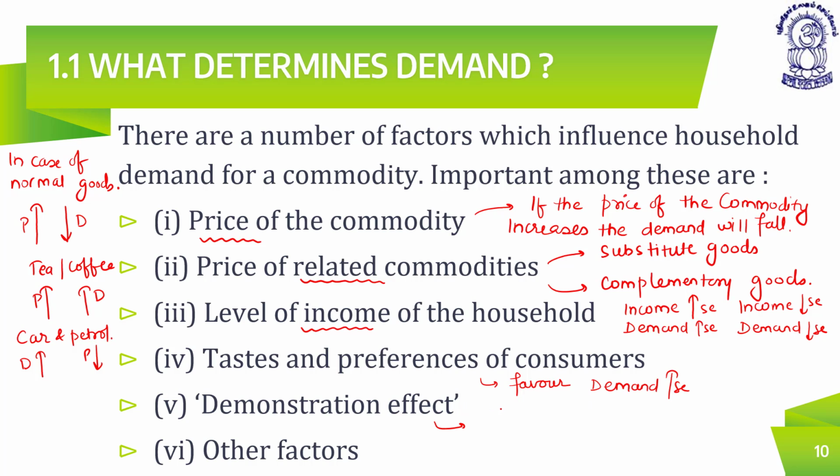Demonstration effect, I believe all of you must have seen it. Many a time, if we see some of our friends or relatives using some product, we also want that product. So by seeing a product, generally a curiosity happens and we tend to buy that product. And there could be other factors like population, etc. Have you understood?